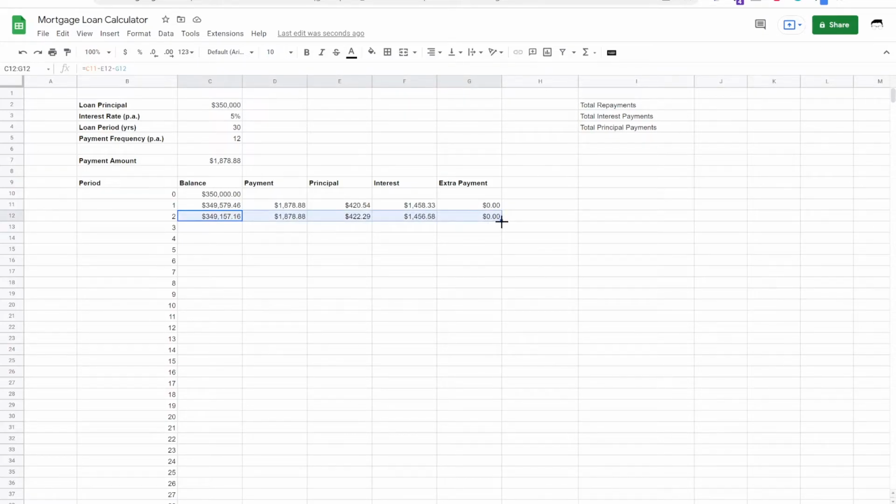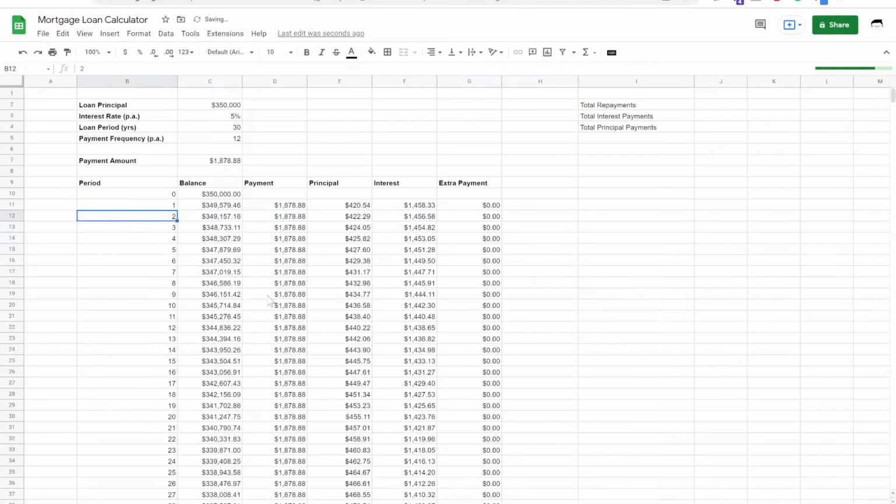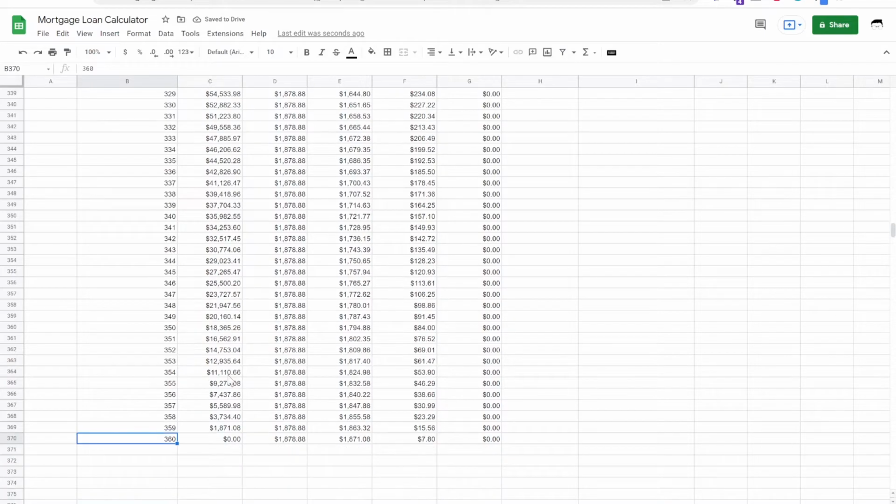What we can do here is we can use this square in the side of the selection, and essentially we can make those formulas run right to the bottom based on where these periods end. So here, for example, we have 360 rows and it loads right to the bottom. Now this is the fact checker right here where our balance ends at zero. So this shows that our loan amortization schedule has been a success.